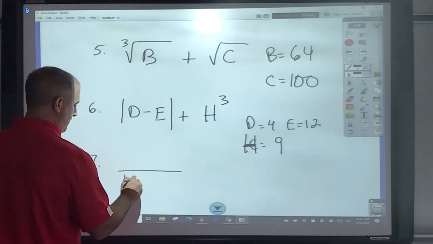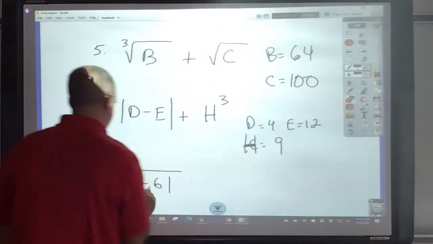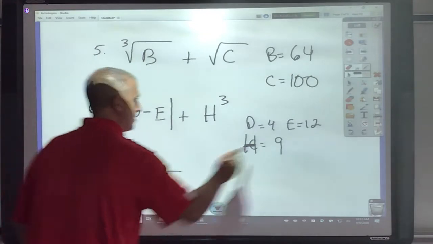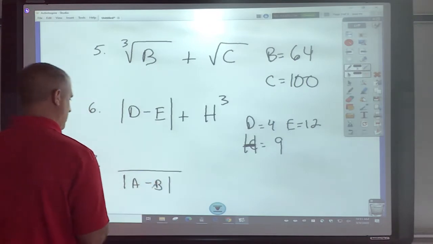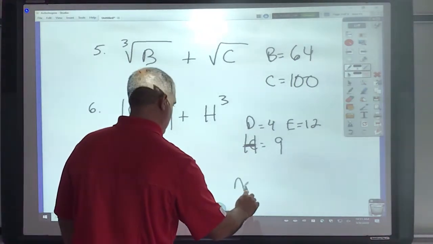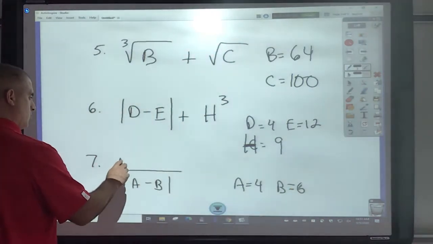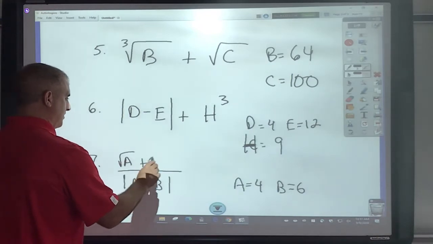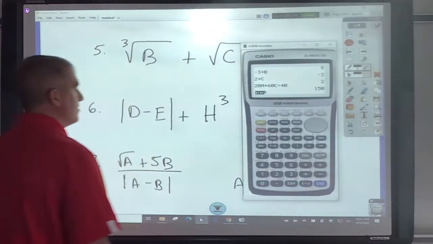And then let's do absolute value of a minus b, where a is 4, b is 6, and we're going to do square root of a plus 5b. Oops, I got some letters mixed up there. Okay, so go ahead and take a minute and copy those down. Now we're going to go through these examples.